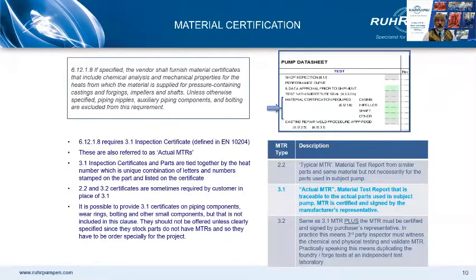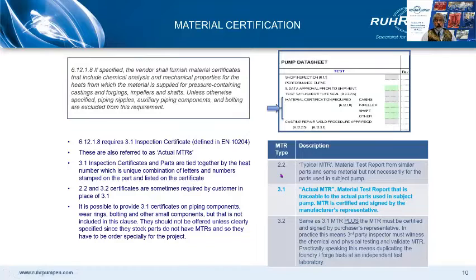bar stock. It's required by API 610 for pressure containing parts, so the case and cover castings, barrels for a BB5 pump, nozzle head and suction can fabrications for a VS6. It's also required for impellers and shafts. Now this is perfectly usual and readily available.